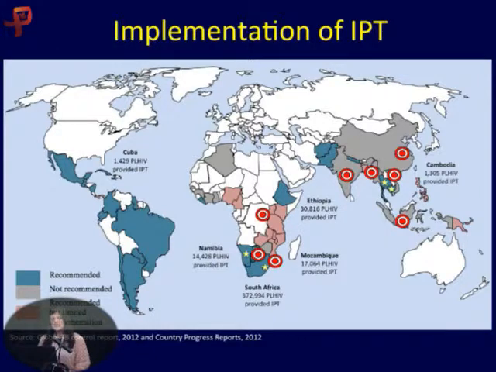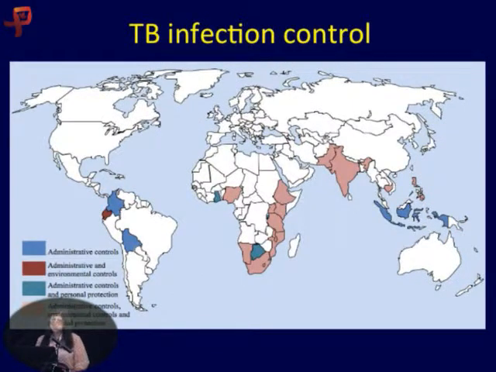If you look at the status of implementation of IPT, IPT is very limited in at least 12 of the 39 countries that recommend it. Some of these countries are having pilot programs, as described by the red dots here, to scale up IPT. Even some countries that do not recommend IPT are having pilot programs to determine its feasibility. A total of 24 countries have various administrative, environmental, and personal protective measures for TB infection control.